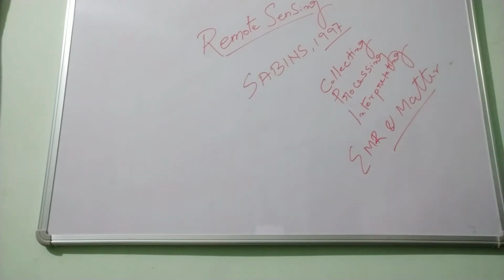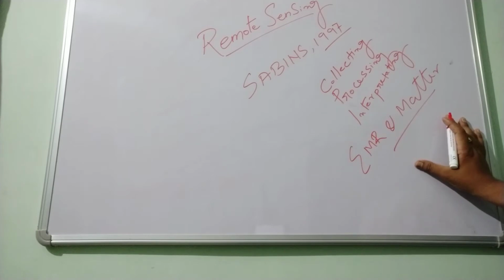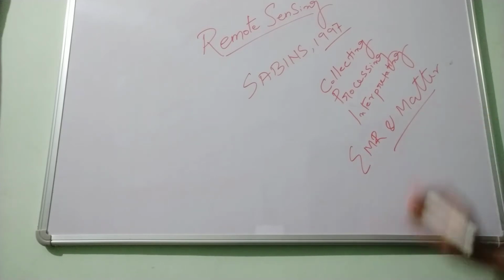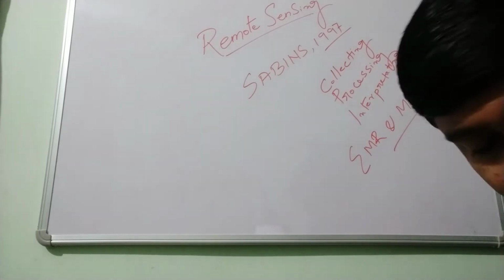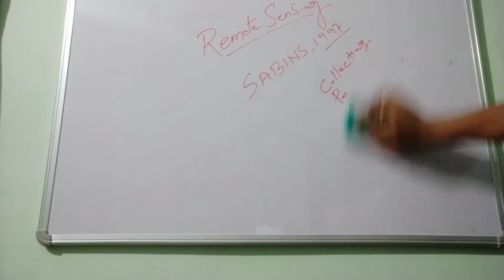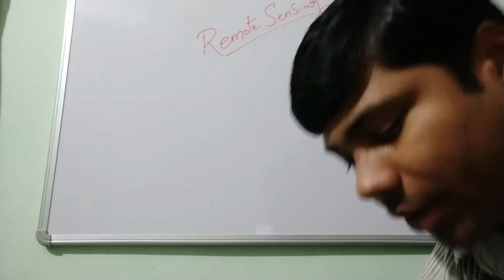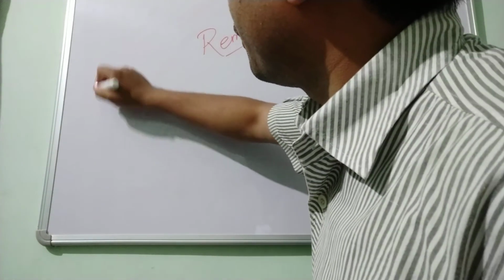So basically we can say it's a science and technology of collecting, processing and interpreting information without any physical contact. Now let's go on to understand the components of remote sensing. What are the major components?